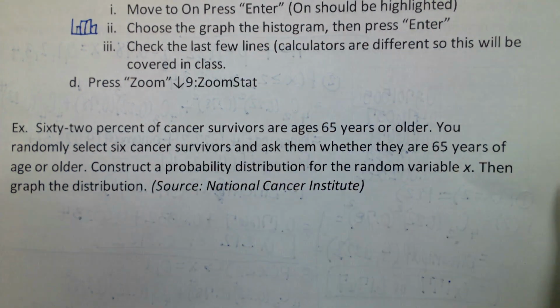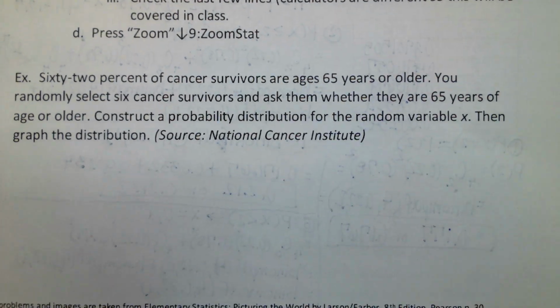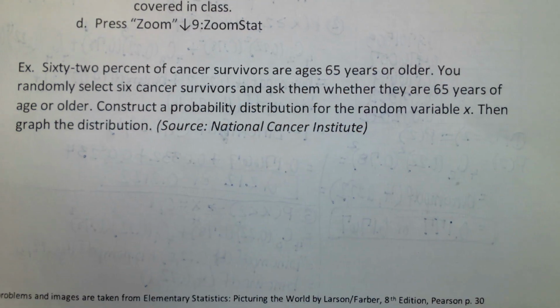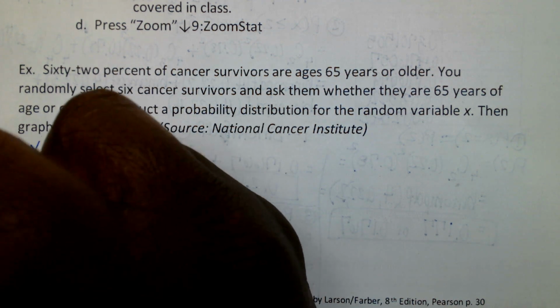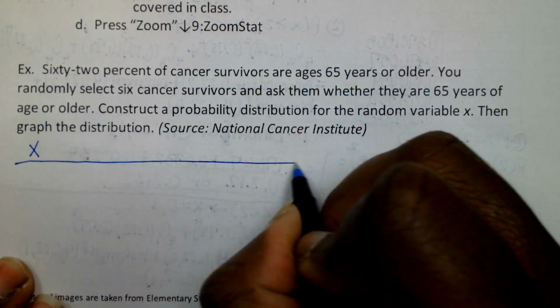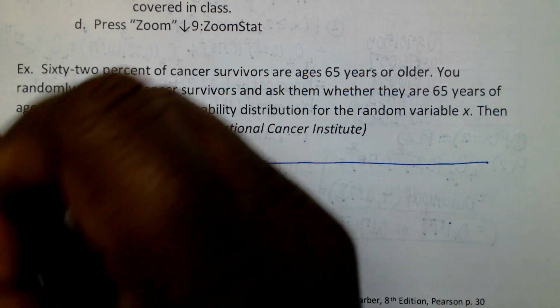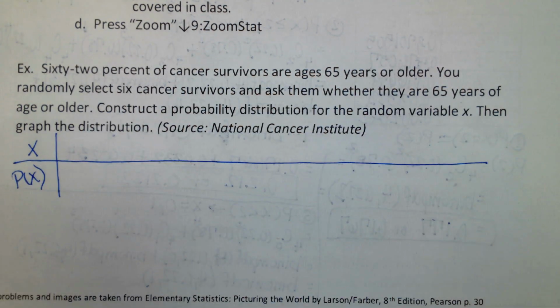62% of cancer survivors are ages 65 years or older. You randomly select 6 cancer survivors and ask them whether they are 65 years or older. Construct a probability distribution for the random variable x, then graph the distribution. Alright, so here we are with our random variable x and then our P of x. We're not actually calculating with these, so we're going to round these in the middle.